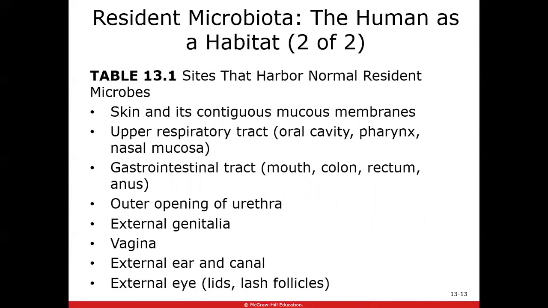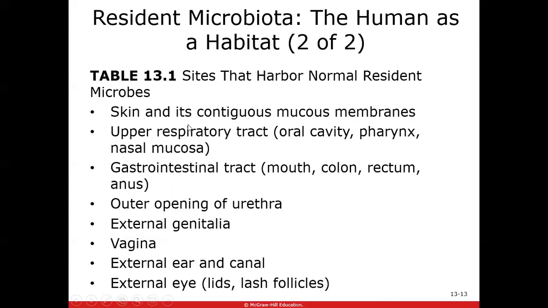So here are some of the sites that harbor normal resident microbes. The skin and its contiguous mucous membranes. So you have the skin and any area that it flows with that does not go directly on the outside of the body, but let's say the mouth, the lips, and it's continuous with the mucous membrane that goes inside the mouth. Same thing with the urethra or the anus: the skin is on the outside and it becomes continuous with the mucous membrane as it delves further.